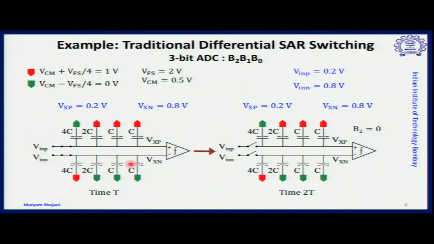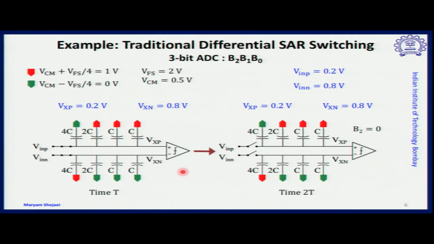So we start from step 1, which is shown by timestamp T. The inputs are sampled and the arrangement of the switching is exactly the same as what we observed in the previous slide. Therefore, the top terminal of the 4C capacitor at the positive half circuit will be connected to VCM minus V full scale by 4, and the opposite connection will be for the negative half circuit. Similarly, other switches will be connected to the opposite level, which is VCM plus V full scale by 4 for the positive half circuit and vice versa.